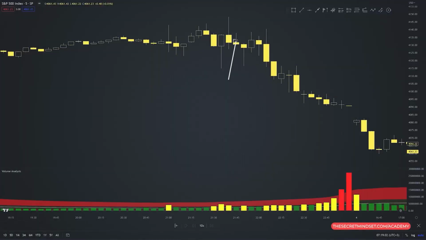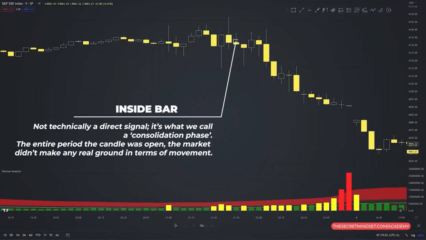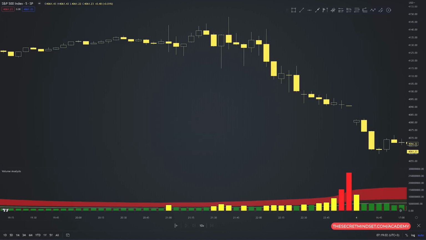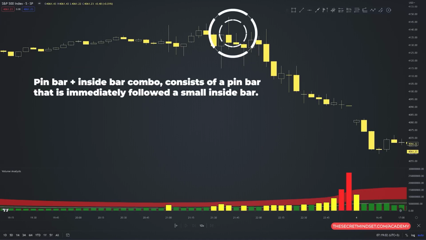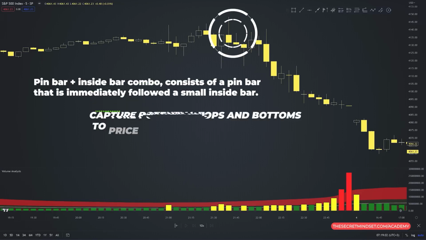The inside bar is not technically a direct signal. It's what we call a consolidation phase. This is because during the entire period the candle was open, the market didn't make any real ground in terms of movement. The pin bar inside bar combo consists of a pin bar that is immediately followed by a small inside bar. With this price action sequence, you can capture potential tops and bottoms to price movements.